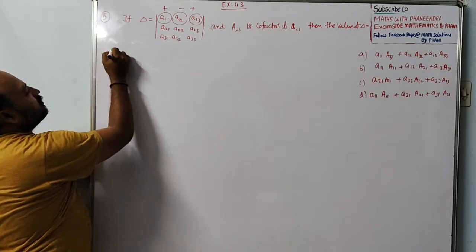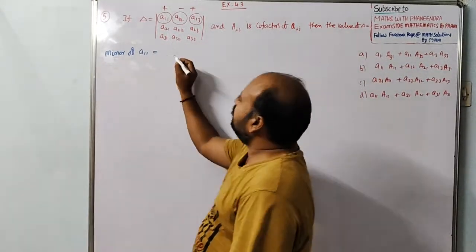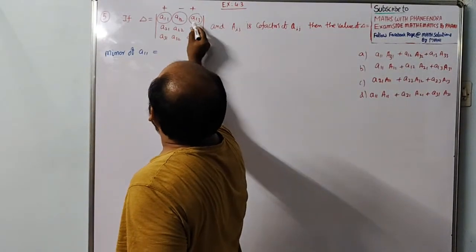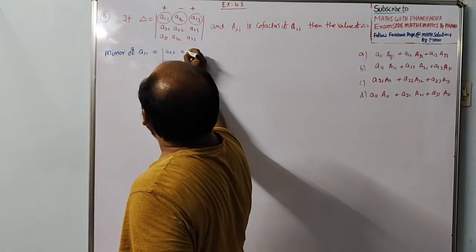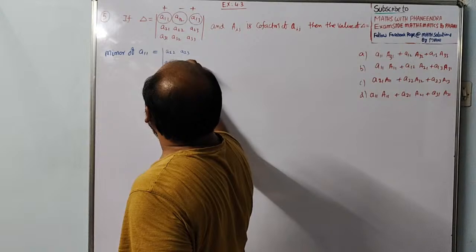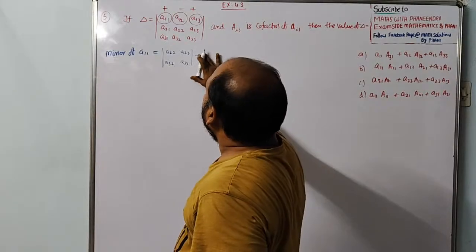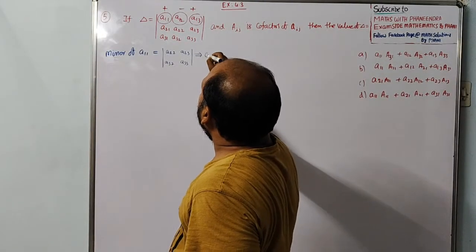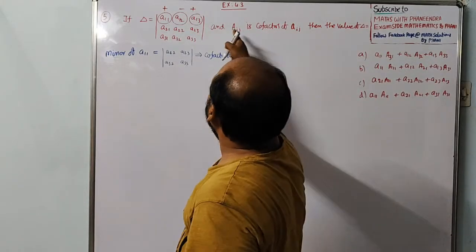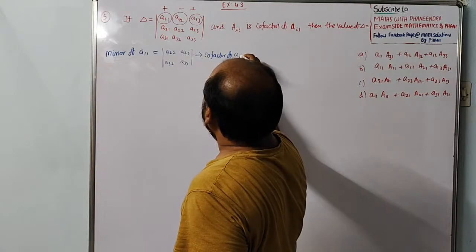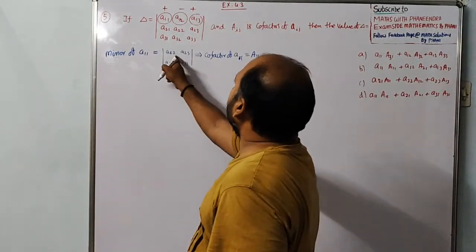So minor of A11 is equal to, better to turn this side, it will be easy. Eliminating this row and this column, A22, A23, A32, A33. Next, immediately cofactor also calculate, no? Cofactor of A11 is what? A11 is capital A11, they are saying. Okay. Capital A11 means this only.